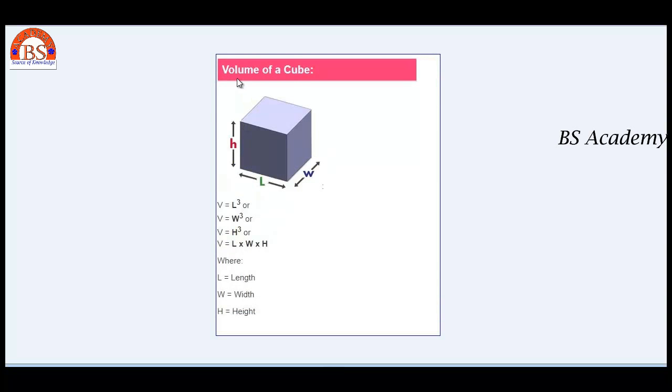And the next is cube. Volume of a cube can be represented as L cube or W cube or H cube, or we can write it as L into W into H, where L is the length of a cube, W is the width of the cube and H is the height of the cube.